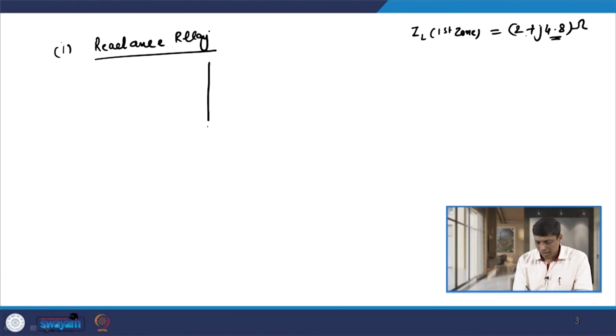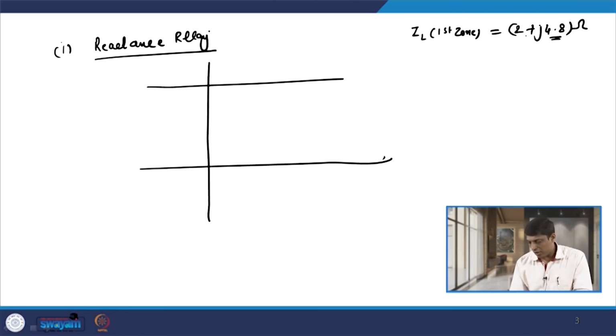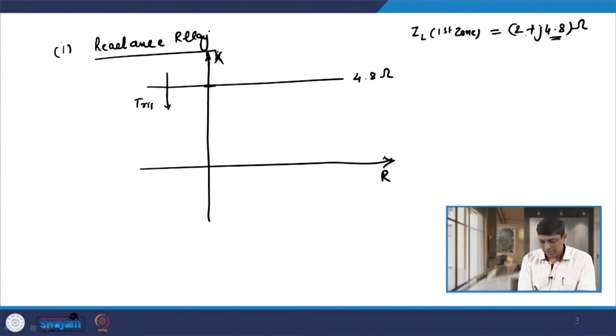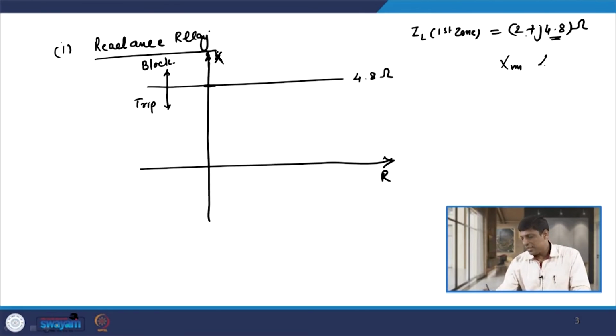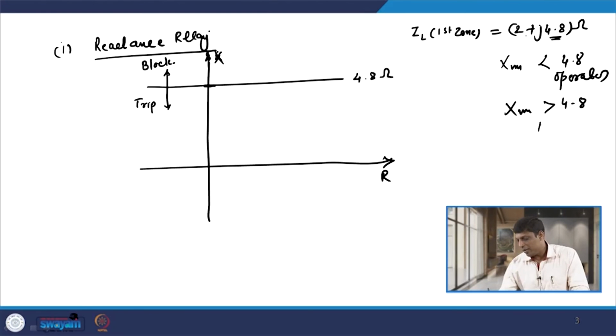Whenever I draw the characteristic, this is R and this is X. This point is nothing but 4.8 ohm. Any value below this, the reactance relay will trip, and any value above this, the relay will block. So, if the measured reactance is less than 4.8 ohm, the relay operates. Whenever the measured reactance is greater than 4.8 ohm, the relay blocks.